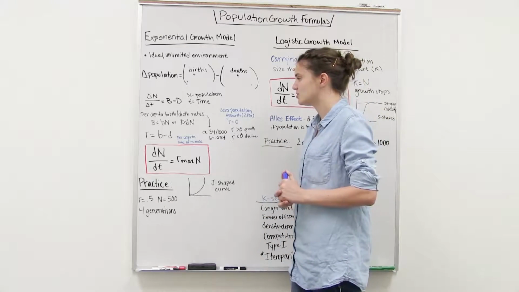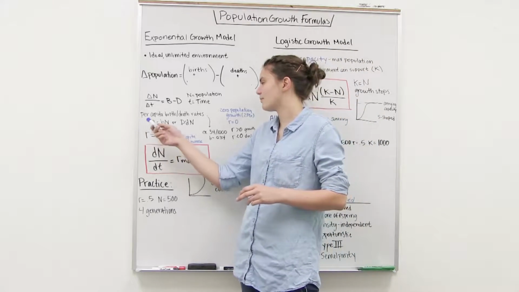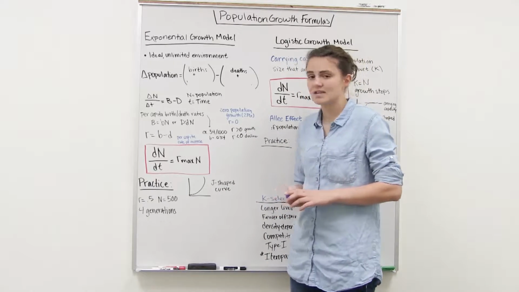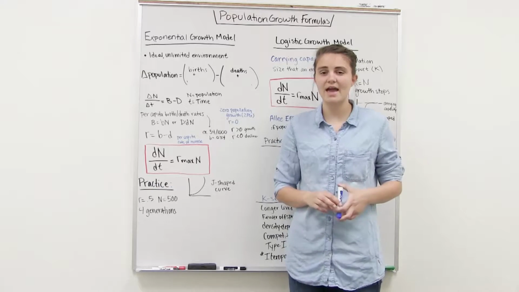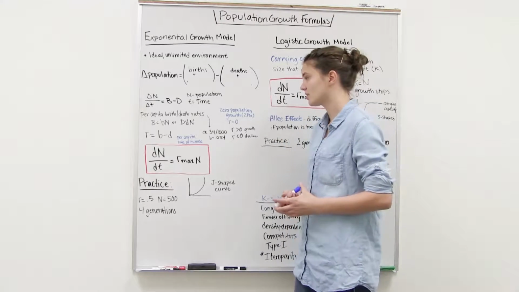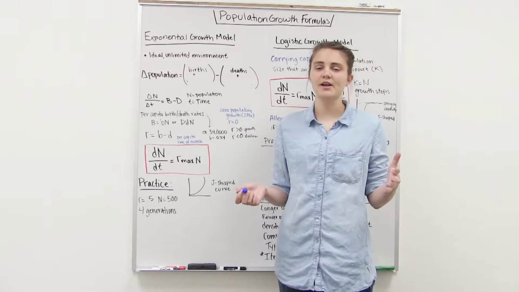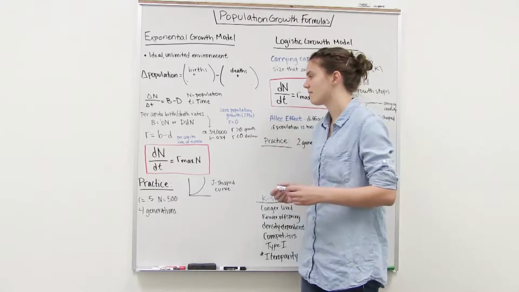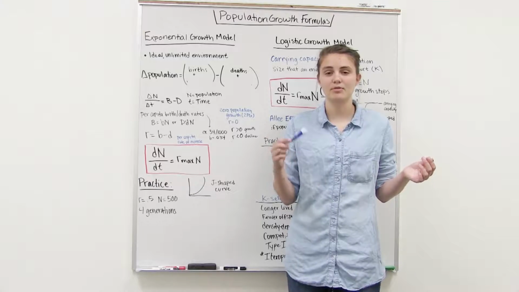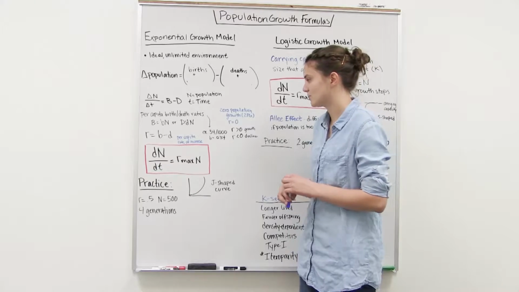However, we're going to get a little bit more complex. So we're going to be looking at the per capita birth rate and per capita death rate. This is just the number of births that we had in a certain time period over the number of individuals in the population. So, for example, if we had 34 births in a year and there were 1,000 members in our population, then the per capita birth rate per year would be 0.034 because we take 34 and we divide it by 1,000.